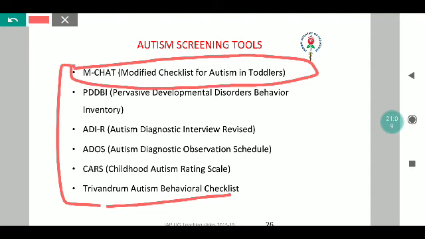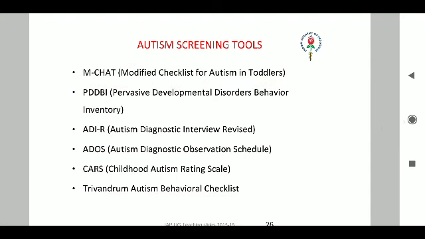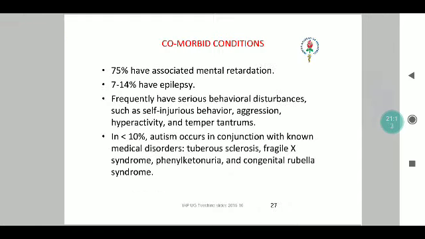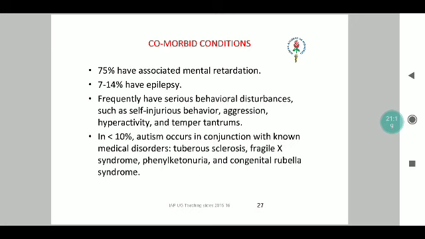Now, all of these are screening tools. Each of them has its own advantages and disadvantages. But if you had to choose one, MCHAT would be the screening tool of choice. Now, comorbid conditions in autism, apart from autism per se, include mental retardation seen in almost three-fourths of all children. Around 10% have associated epilepsy or other neurological signs. These children do tend to have behavioral disturbances such as self-injurious behavior, aggression, hyperactivity, and temper tantrums as well. And syndromic involvement includes Fragile X syndrome, phenylketonuria, and congenital rubella syndrome.